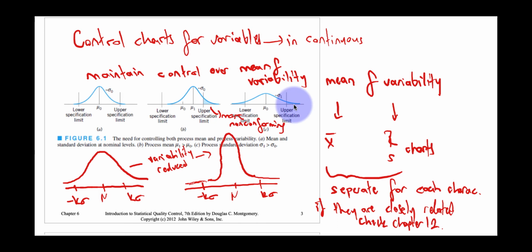For the mean aspect, we use the average control chart, the X-bar chart, let's call it in this way. For variability, we use the R range and S standard deviation control charts. We use them separately for each quality characteristic. But if the quality characteristics are closely related to each other, we need to use different modification tools, and you can find them in chapter 12 in the textbook.